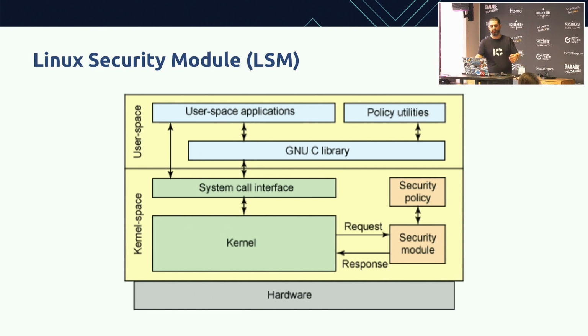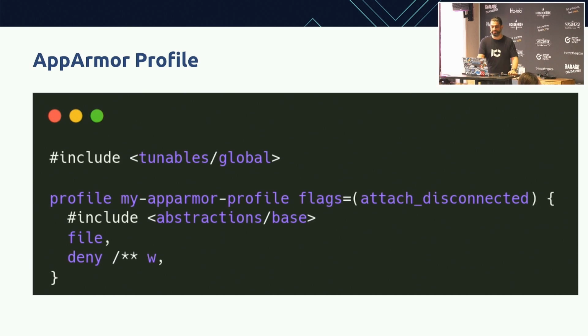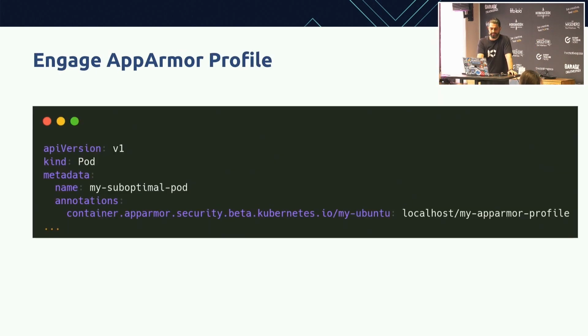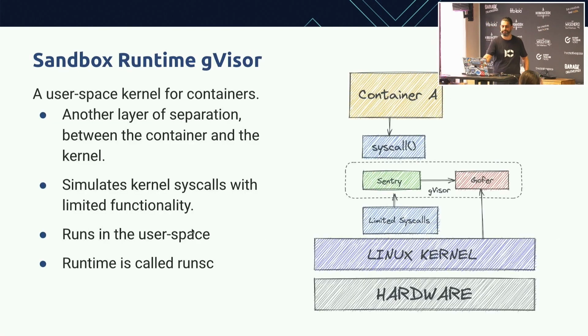There is a Linux security module, LSM, which you configure to make sure that some stuff on the kernel does not run, or runs based on the policy. And with AppArmor, you say, okay, only allow this or do not allow that. And in your container, you say, okay, I want to use this AppArmor profile in my pod.